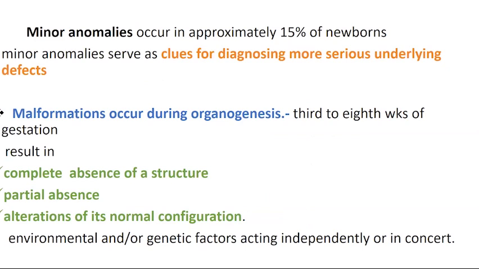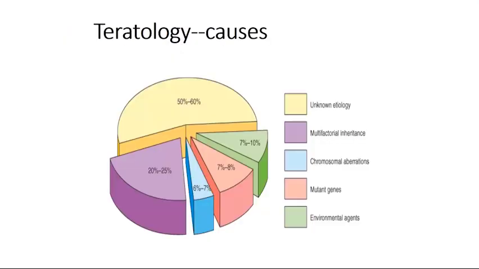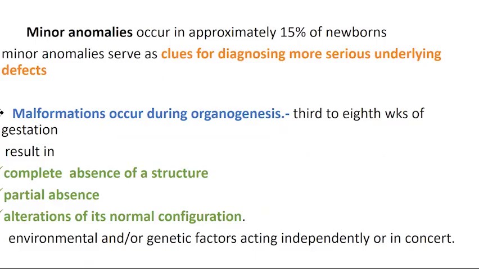Minor anomalies occur in approximately 15% of babies. Major ones, we said, are 10 to 15%, the major developmental defects, and out of this, 50 to 60% were chromosomal abnormalities. And minor anomalies are still another 15% of newborns. So minor anomalies serve as a clue for diagnosing more serious underlying defects.